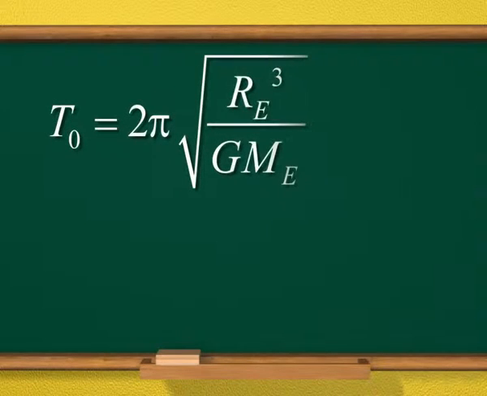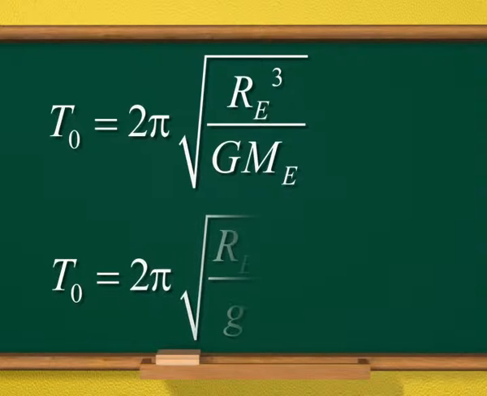Thus the expression for time period becomes T0 equal to 2 pi into square root of Re cube upon G Me, or T0 equal to 2 pi into square root of Re upon small g.